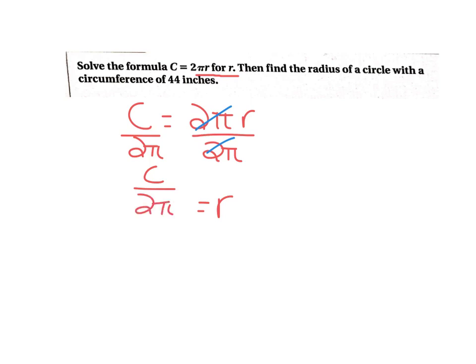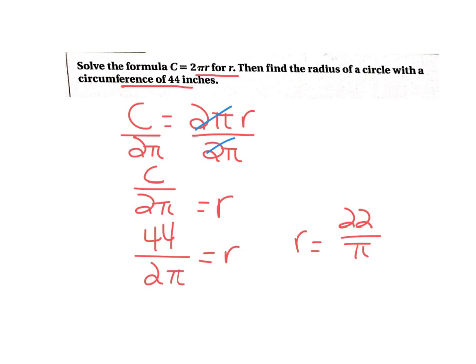Now to answer the second question, it says find the radius with the circumference of 44. So I'm just going to put 44 in for the circumference. And because 2 goes into 44 22 times, my radius would be 22 over pi. And if they want a decimal answer, you could just punch that in your calculator and put 22 divided by pi, and that will give it to you.